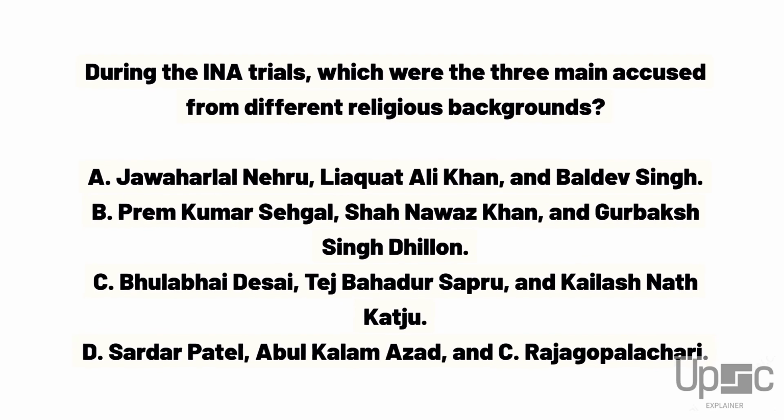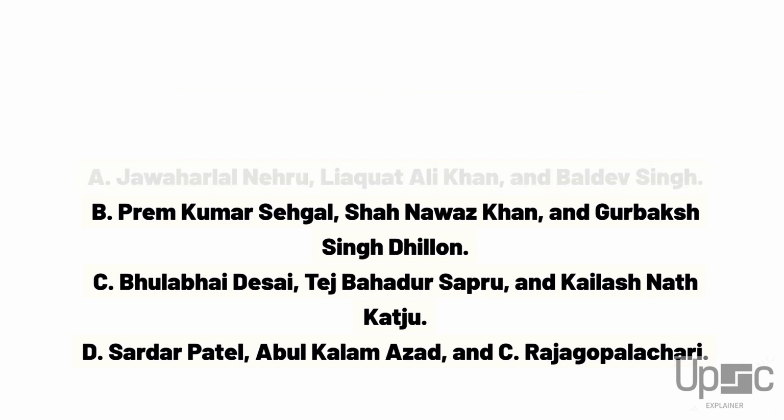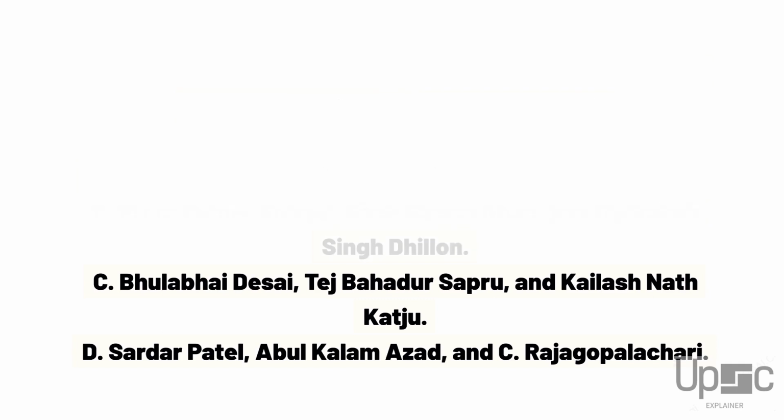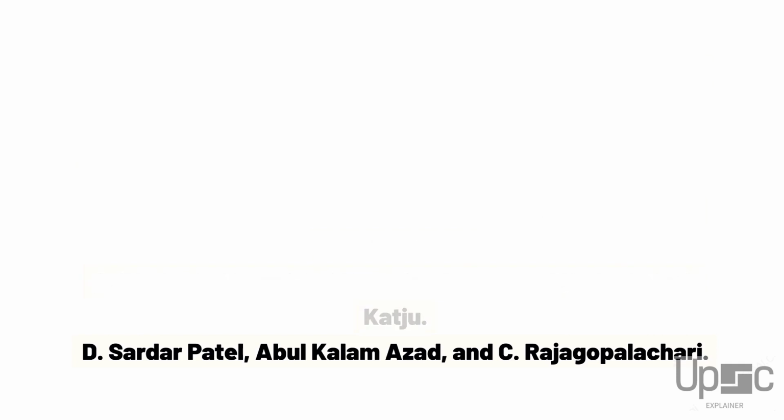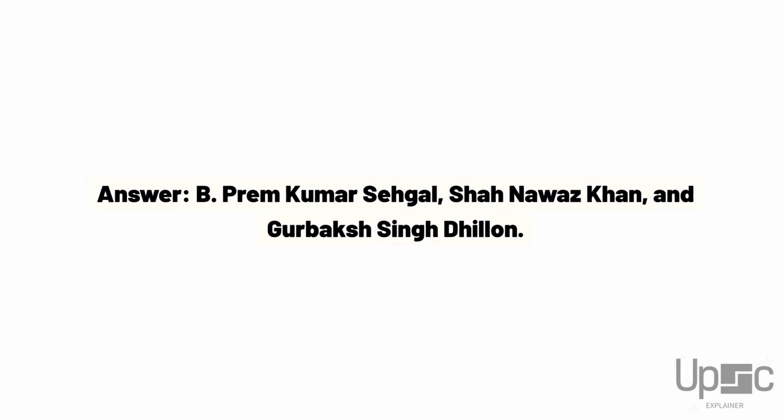During the INA trials, which were the three main accused from different religious backgrounds? A. Jawaharlal Nehru, Liaquat Ali Khan, and Baldev Singh. B. Prem Kumar Sehgal, Shah Nawaz Khan, and Gurbaksh Singh Dhillon. C. Bhulabhai Desai, Tej Bahadur Sapru, and Kailash Nath Katju. D. Sardar Patel, Abul Kalam Azad, and C. Rajagopalachari. Answer: B. Prem Kumar Sehgal, Shah Nawaz Khan, and Gurbaksh Singh Dhillon.